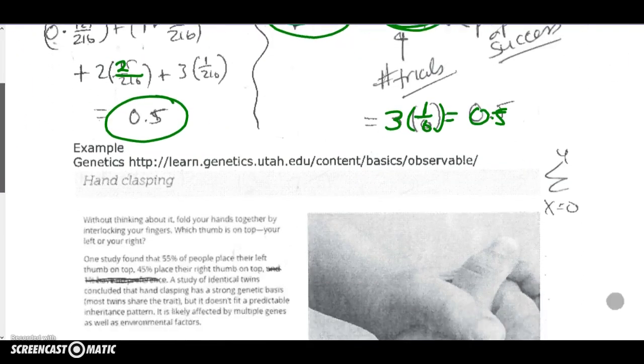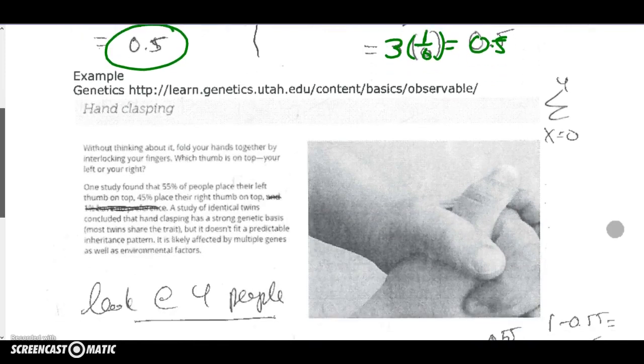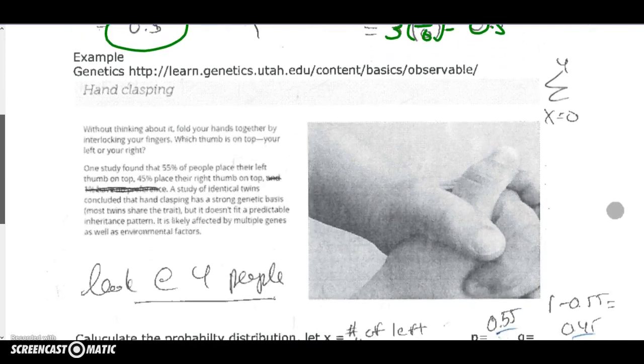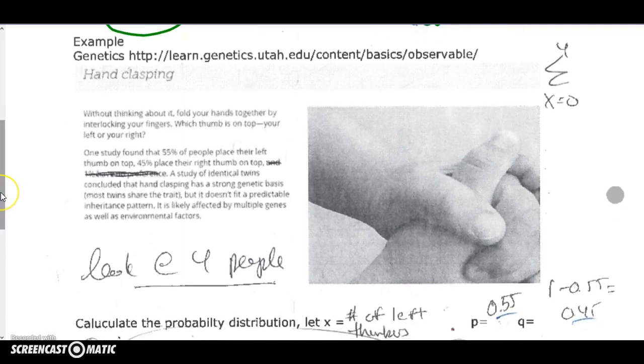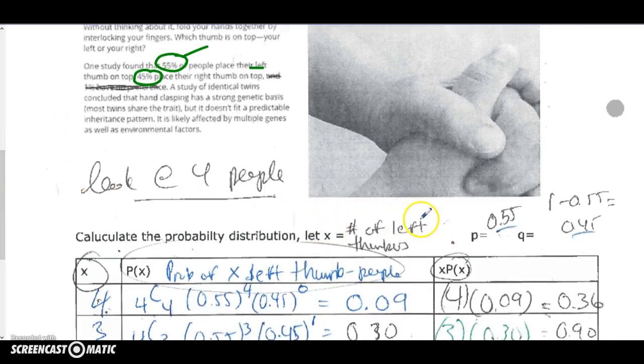Okay, so that's easier. Now let's look at this situation here. We had this morning, and I'll do it in the afternoon too. People with their left thumbs overlapping on top of their rights. Put your hands together, and if your left thumb is on top of your right, the probability of that happening is 55%. The probability of your right thumb being on top is 45%. We're going to call left thumb success, and this is failure. So here we're going to say let x equal the number of left thumbers, and success will be 0.55, and failure will be 1 subtract 0.55.